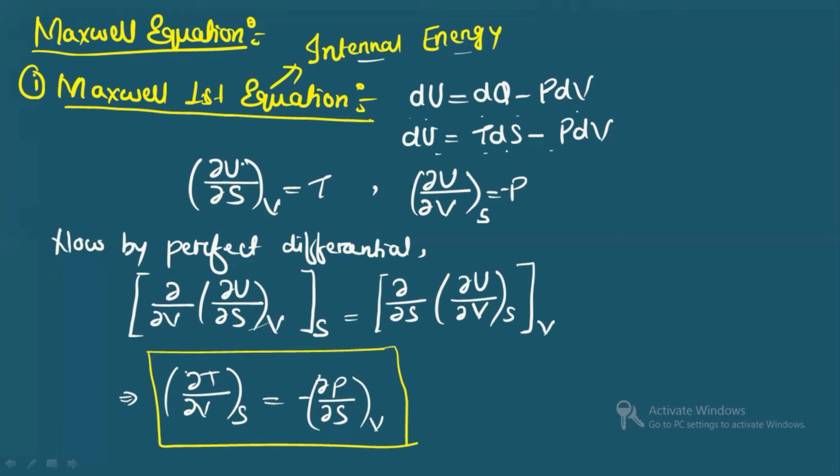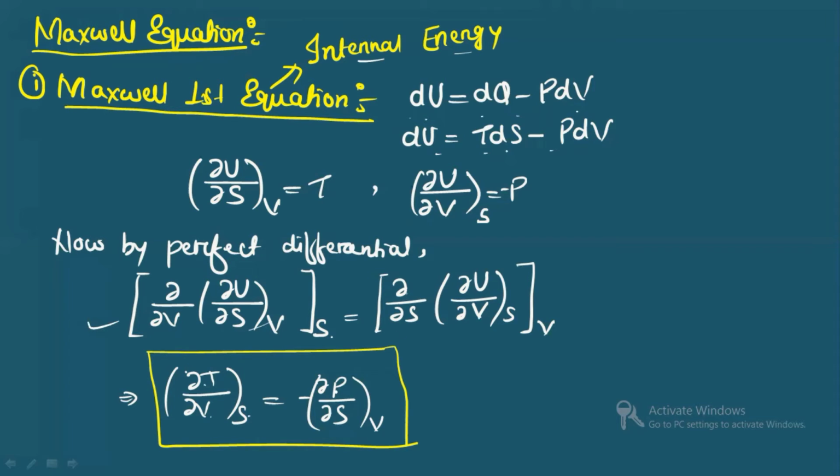First, this internal energy is differentiated at constant what? Volume. So del U del S at constant volume, again differentiated with respect to volume at constant entropy. The reverse is done here. So you can see it is not depending upon the order. So you can write from this particular equation, del U del S means what? It is T. So you can write del T del V, and outside the constant is S.